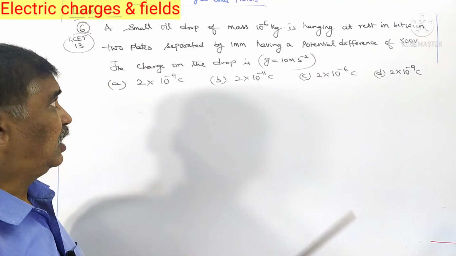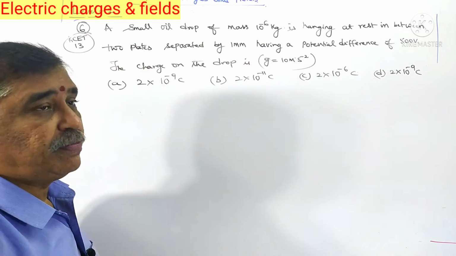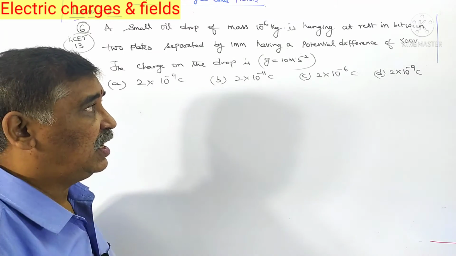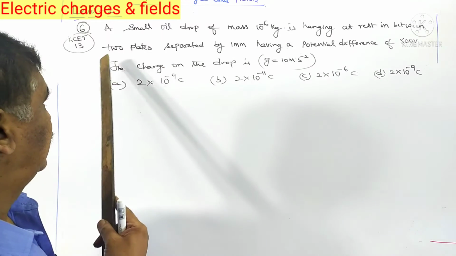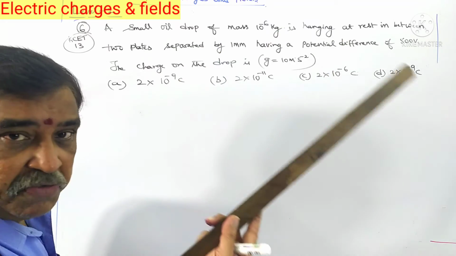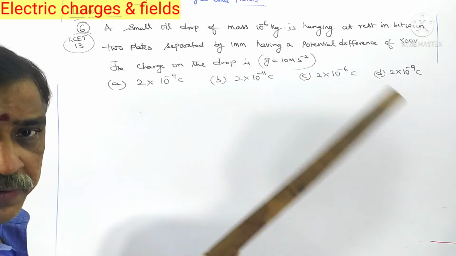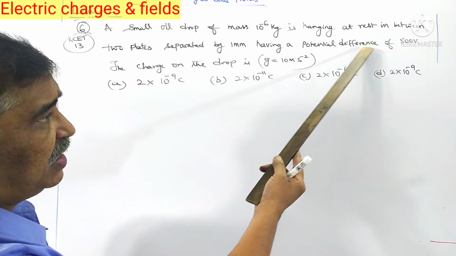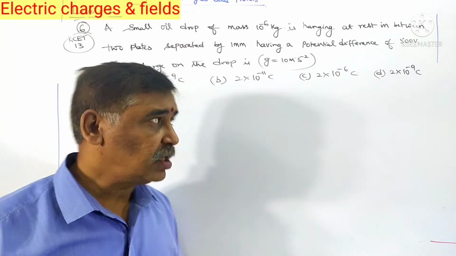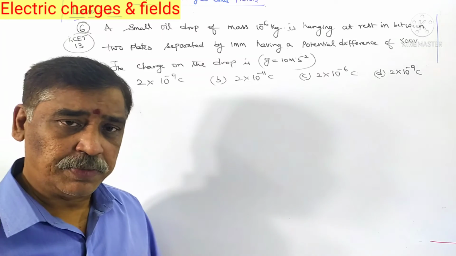In the next question, we are given a small oil drop of mass 10 power minus 6 kg hanging at rest in, of course, an electric field, which is provided by two plates. Of course, they should be charged plates where there is a potential difference of 500 volt. Find what is the charge on the drop. So that is the question.